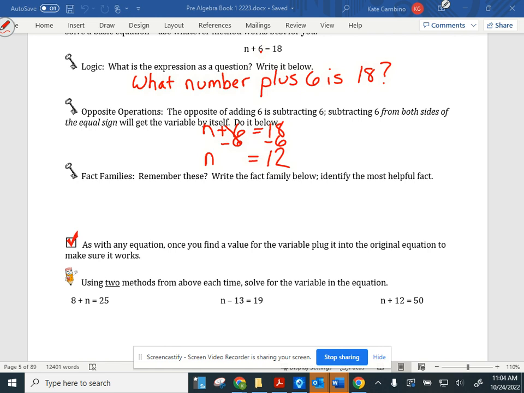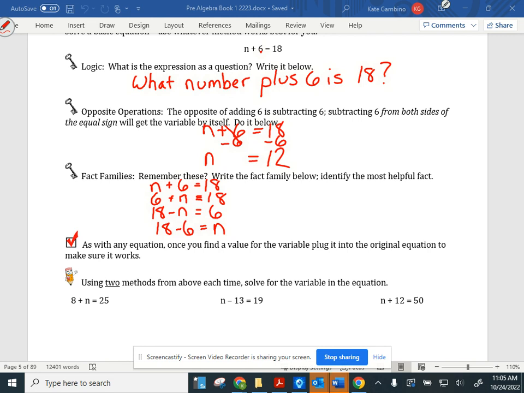The third way is fact families. Remember those fact buddies that we talked about? So write the fact family below and identify the most helpful facts. So we have 6 and 18 are in our fact family. So we have n plus 6 equals 18. So we could say 6 plus n equals 18. We could say 18 minus n equals 6. Or 18 minus 6 equals n.